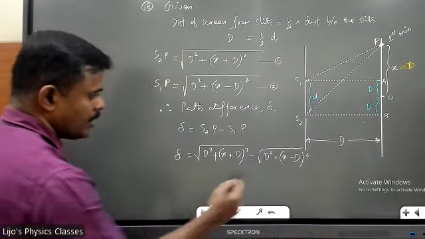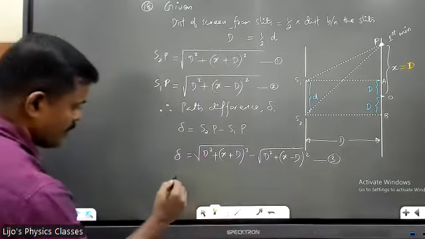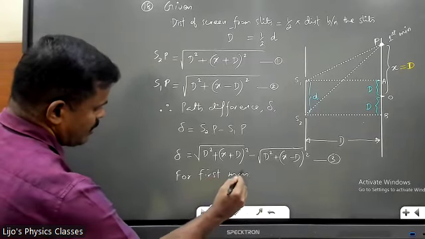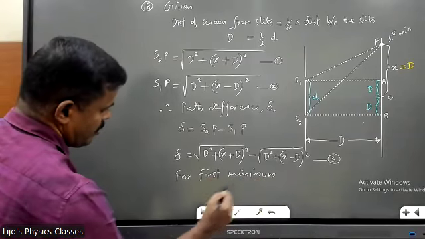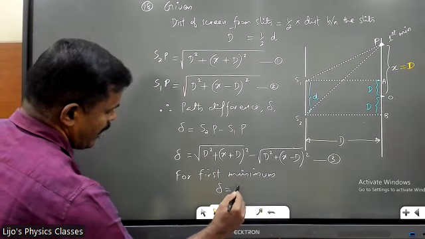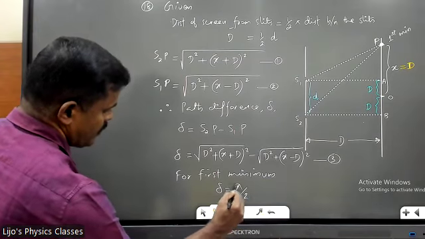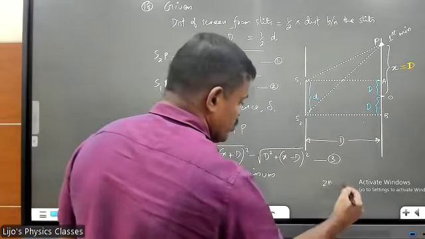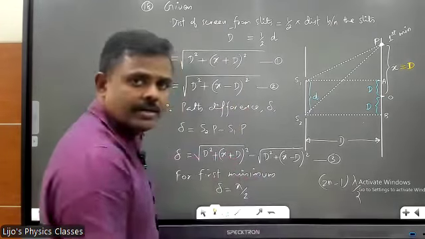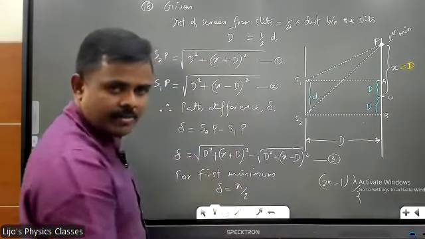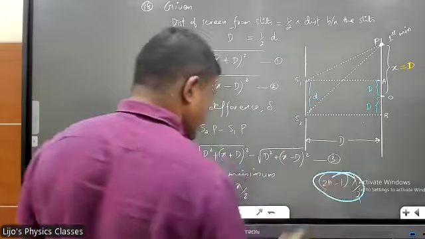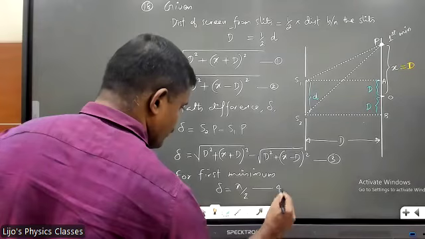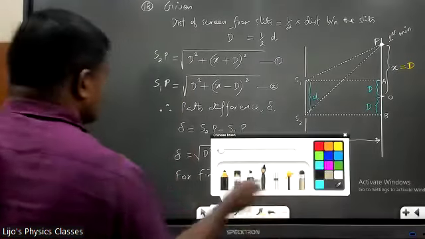For first minimum, we can call it equation number 3. They are saying that it is first minimum, right? Path difference should be lambda by 2. What do you know? Path difference is 2n minus 1 into lambda by 2. Put n value 1: 2 into 1, 2 minus 1, 1, lambda by 2, right? Put this as equation number 4. Now compare those equations and solve it.